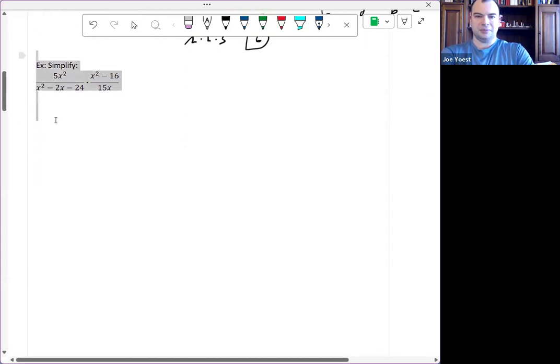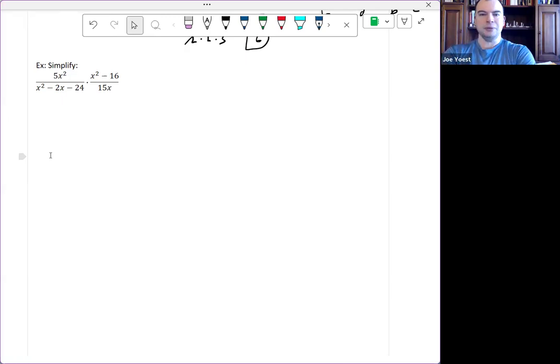Okay, let's look at an example. So let's try to simplify this product of 2 rational expressions. We're multiplying 5x squared over x squared minus 2x minus 24, multiplying that by x squared minus 16 over 15x. So I think the first thing that I'll do is take these quadratics and try to factor them. The 5x squared is just a monomial. It just is what it is.